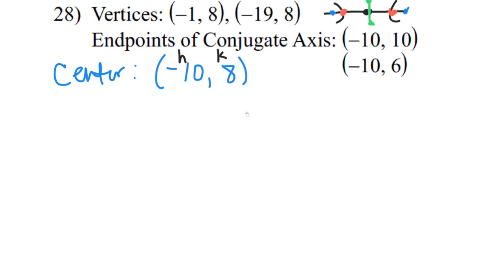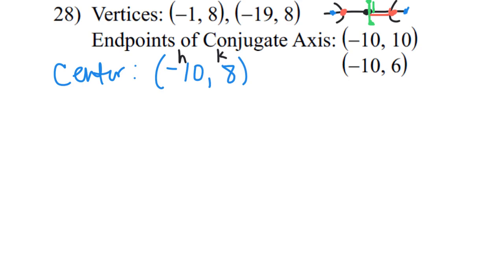And then from there, I need to find a and b. So I know that a is going to run horizontal, because this particular hyperbola opens horizontally. The x values are changing, but the y values are staying the same. So if the y values are staying the same for my vertices, then this is my transverse axis, and this particular hyperbola is opening left to right. So that means that this is my a value right in here. This is my a value. And my b value is going to be going with the conjugate axis.